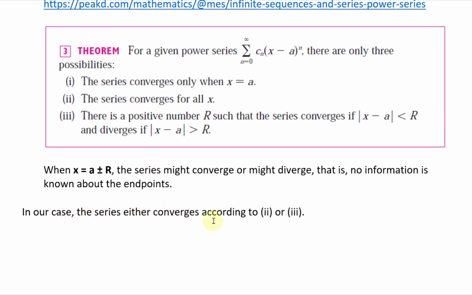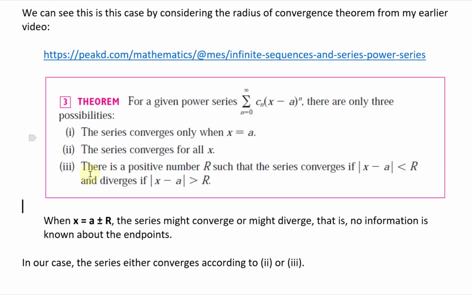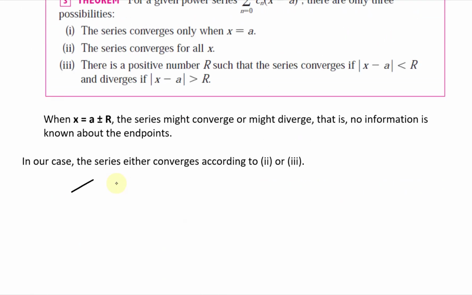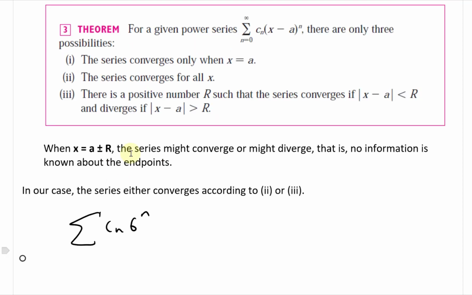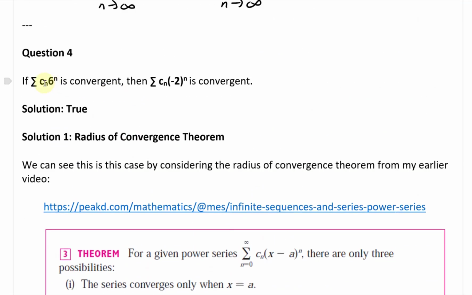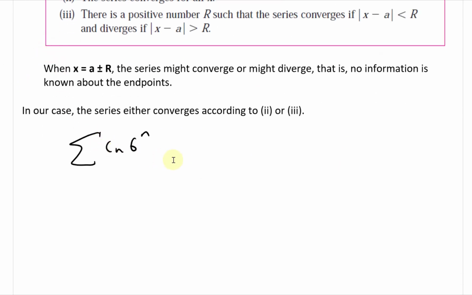In our case, the series converges according to case 2 or case 3. So let's write this down. We'll just write the summation of Cn 6^n, and it's assumed you're talking about n equals 0 to infinity. We just use this symbology without the n equals 0 to infinity, but that is assumed. In power series form, this equals the summation of Cn times x minus a to the power of n. In our case, x is equal to 6, and a is equal to 0.